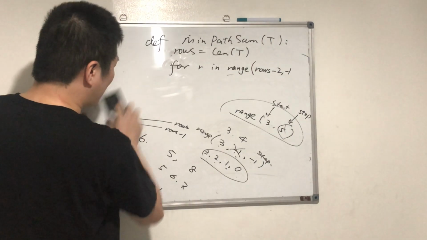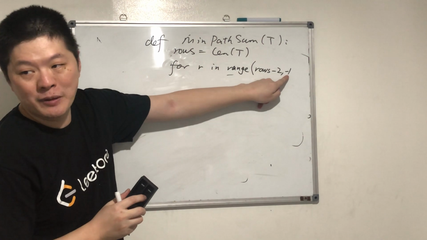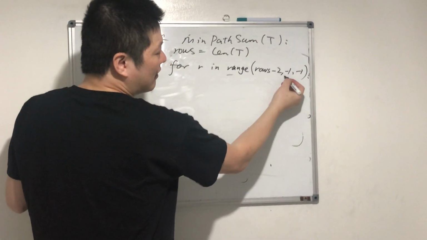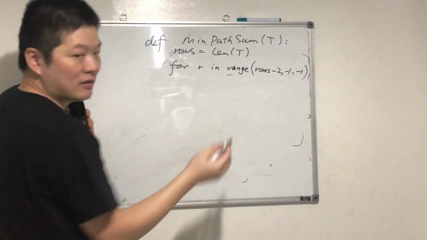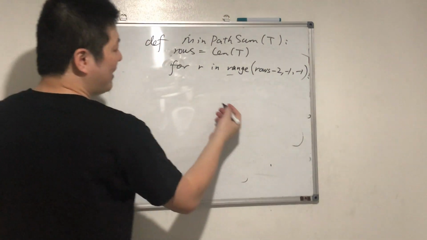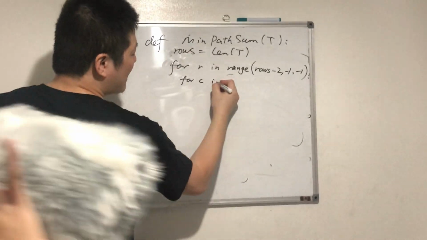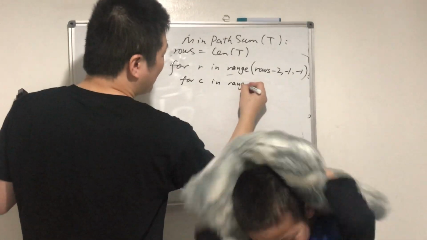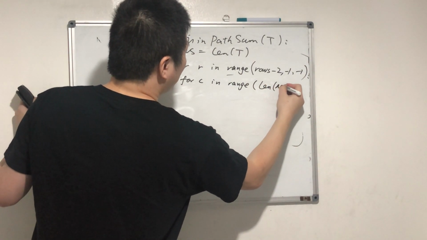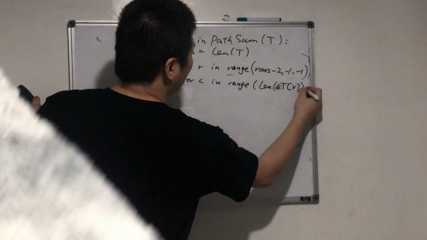Good job. So next, rows minus 2, minus 1. The last value will be what? Minus 1. The last value will be minus 0. Minus 0 is what? 0. Got it? And for i in that, and for c in range, the line will be length of T R, because T R is this row, right?